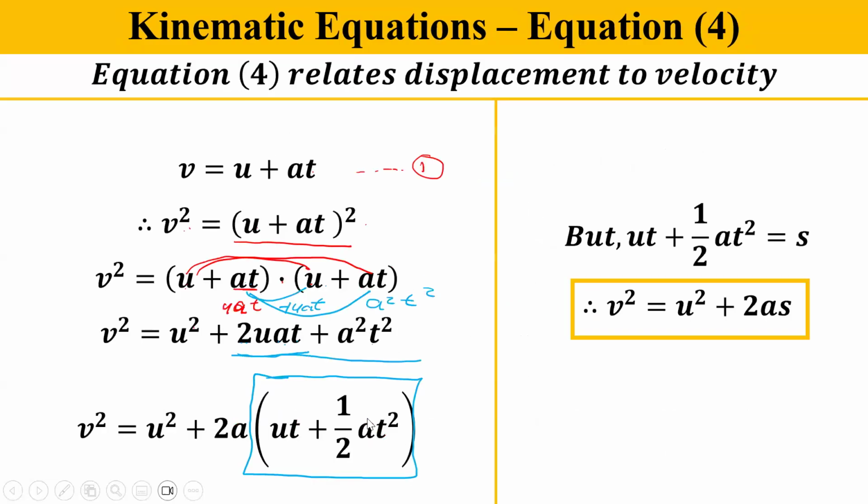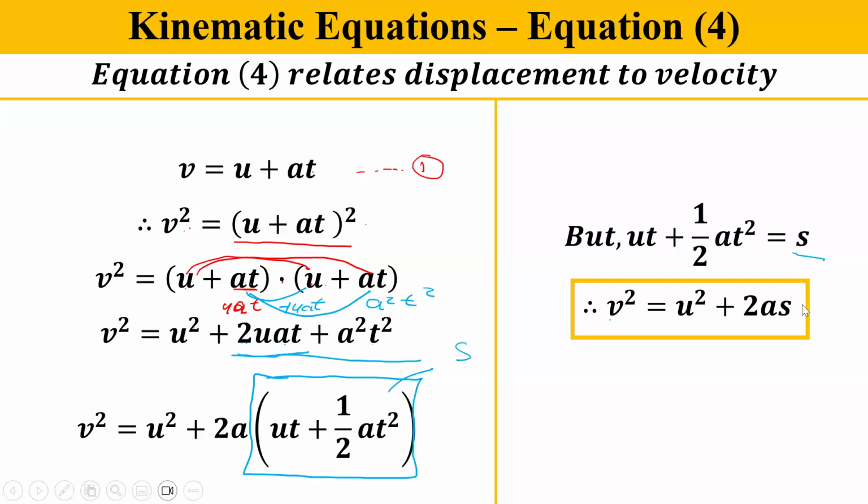So right there, you can see that all of this is equal to S. So you can see u plus half at squared is equal to S. And we drop it in and we get our fourth equation, right? That the velocity squared is equal to the initial velocity squared plus 2 times the acceleration times the displacement. And therefore you have your fourth equation of motion.